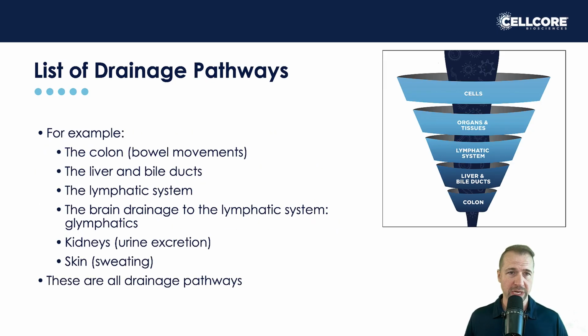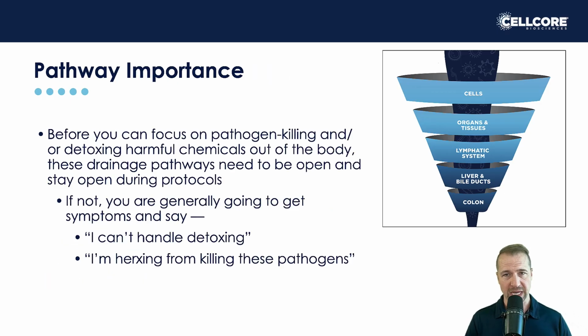And when we're looking at drainage, the pathways responsible for drainage, the colon, bowel movements, just pooping, that's one of the most critical ones to make sure it's open because it's at the very base. We've got the liver and the bile duct system, the lymphatic system, the brain drainage that happens to the lymphatics, often referred to as the glymphatic system. We have kidneys and just excreting urine, sweating through your skin, right? These are all drainage pathways, but there's a priority to them.